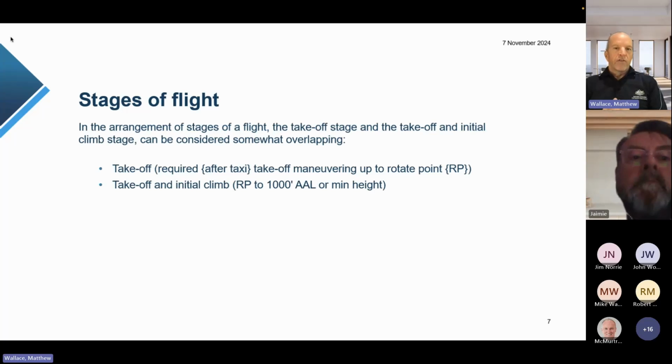In the arrangement of the stages of flight, the takeoff stage and the takeoff and initial climb stage can be considered somewhat overlapping, in that the takeoff is obviously required after taxi. We have the takeoff manoeuvring up to the rotate point, and then we've got the takeoff and initial climb, which is from the rotate point to 1,000 feet above the aerodrome level or your minimum height for the flight. So there's just a slight overlap between those two stages.